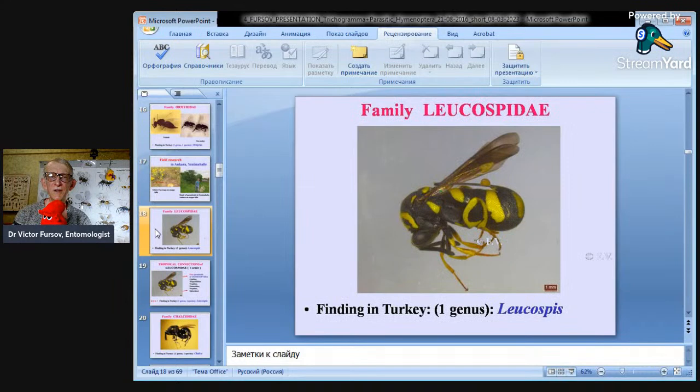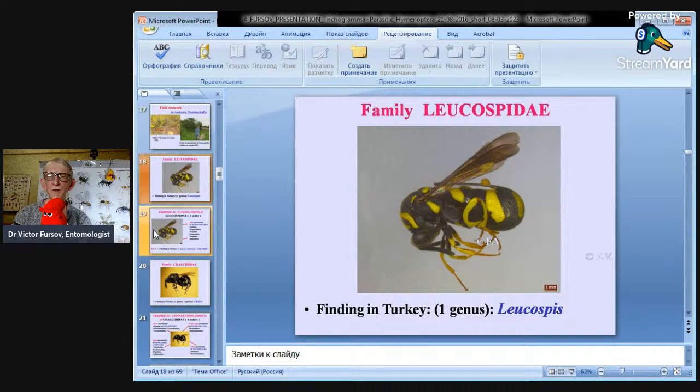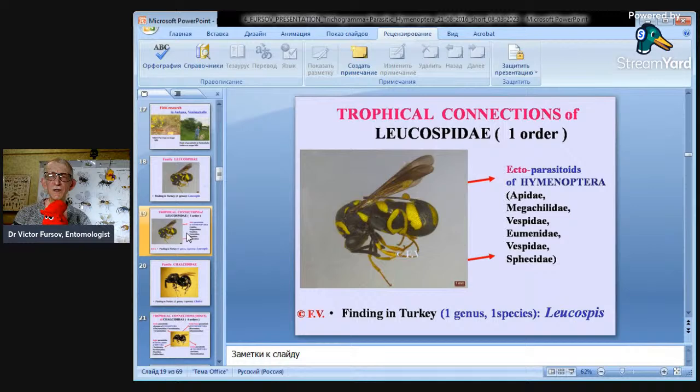Family Leucospidae. The Leucospidae family is very specific because, as you can see here, this is a female with a very long extended ovipositor, which is turned onto the back of the body, just over the abdomen. So it has a very special structure of the ovipositor and overall morphology. They are ectoparasitoids of many different solitary bees, such as Megachilidae, and also wasps, mostly solitary ones such as Eumenidae and Sphecidae, but some others are also possible.